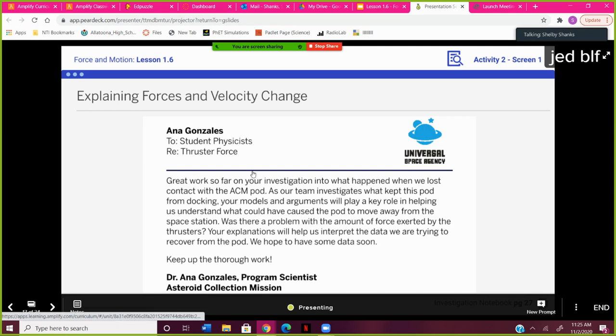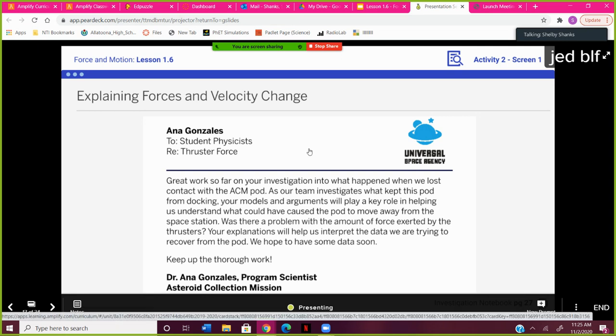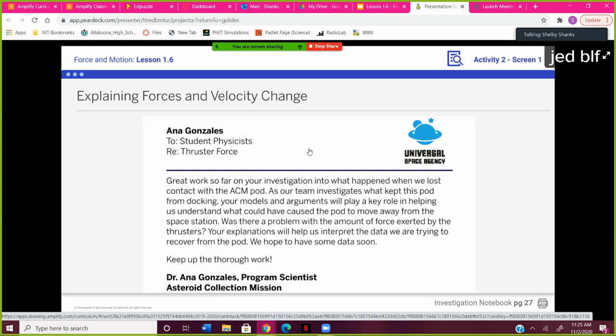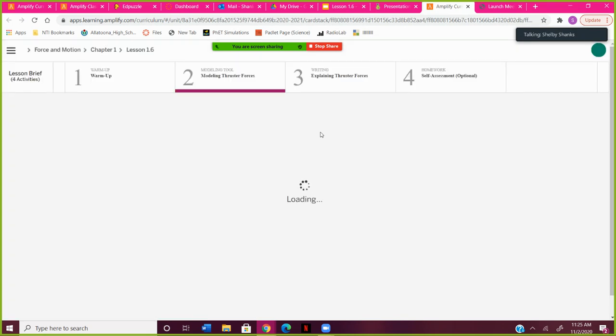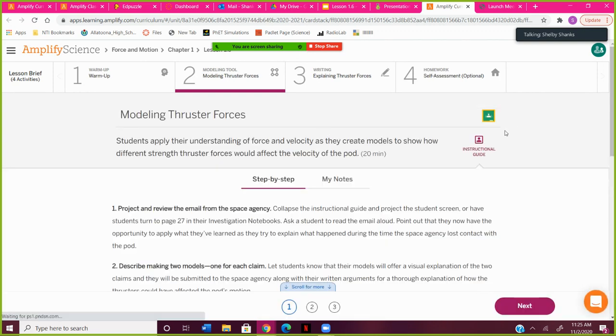So if you want to go ahead and press on the screen, I'm going to share my screen and make sure you guys know exactly where to go to do those models. If you want to press on the Pear Deck screen, you can, and it will take you to our activity 2. All right, give it a second. It's logging me into Amplify and going to the correct spot.